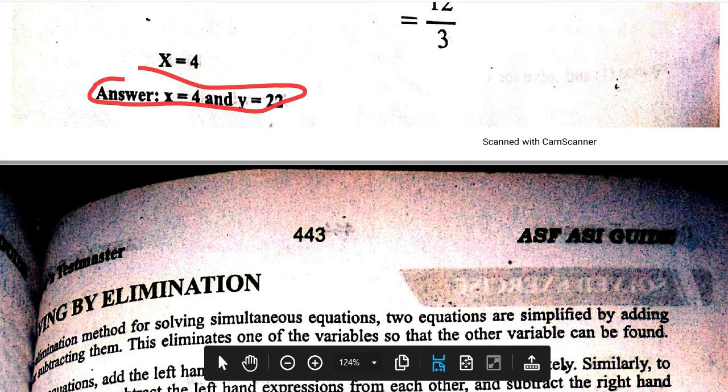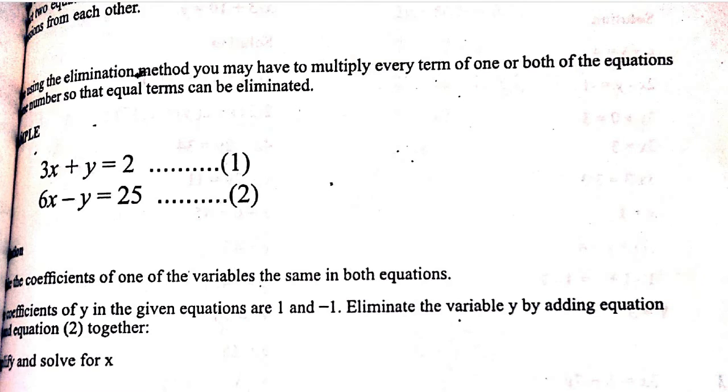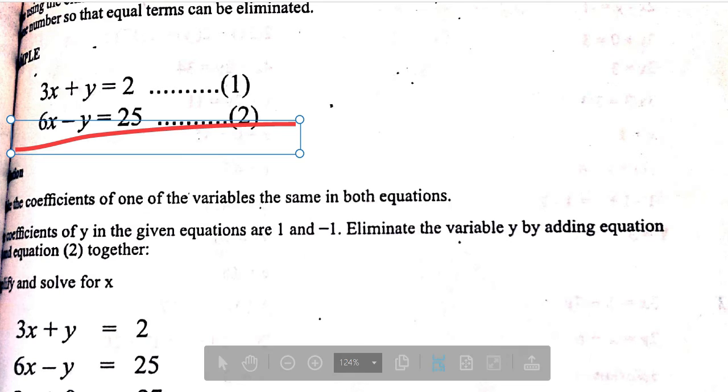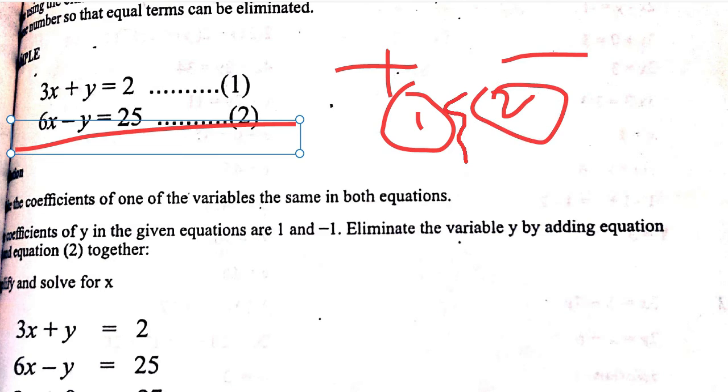So another method for solving simultaneous linear equations is the method of elimination. The elimination method says we have to eliminate one variable, meaning x or y. We can eliminate x, we can also eliminate y. To eliminate these, we can add or subtract equation number 1 and equation number 2.